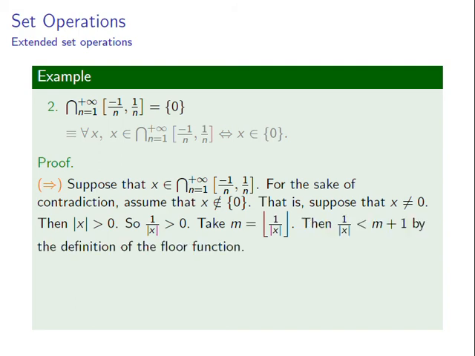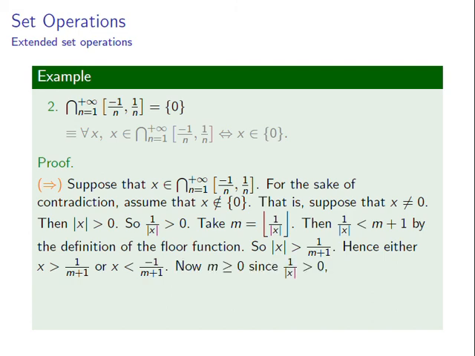Then by the definition of floor function, 1 over the absolute value of x is less than m plus 1. So the absolute value of x is greater than 1 over m plus 1. Hence, either x is greater than 1 over m plus 1, or x is less than minus 1 over m plus 1. Now, m is a non-negative integer since 1 over the absolute value of x is positive. So m plus 1 is a positive integer.